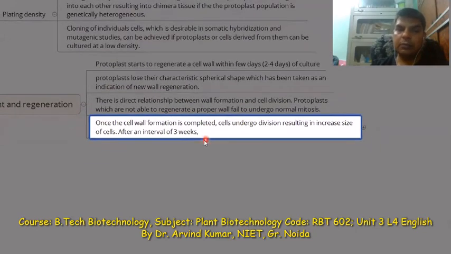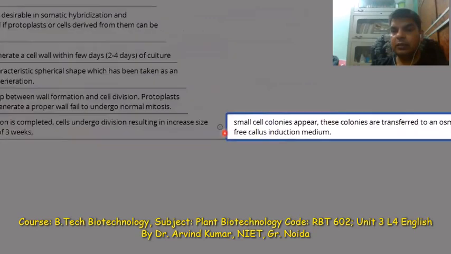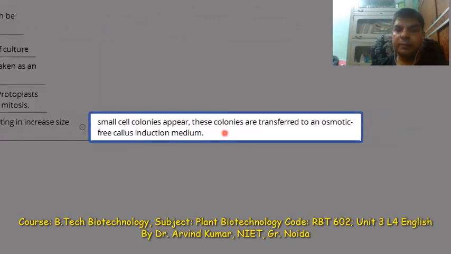The other important point to note here is that once the cell wall formation is complete, the cells undergo division, resulting in an increase in the number of cells after an interval of 3 weeks. After 3 weeks, we are going to find these cells dividing, and then colonies will appear. These colonies will be transferred onto a suitable medium, which is free of any osmoticum, and we will find callus induction there.